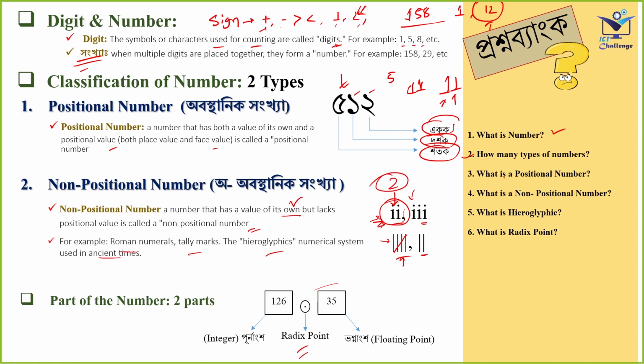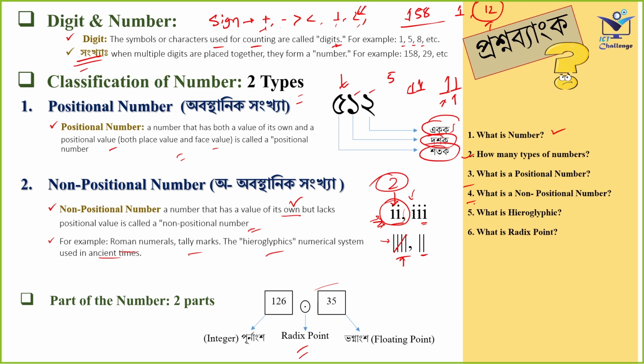Second one, how many types of numbers? We know that there are 2 types of number. What is the positional number? We also know that the positional number has 2 types of value. One of them is their own value and another one is their place value.